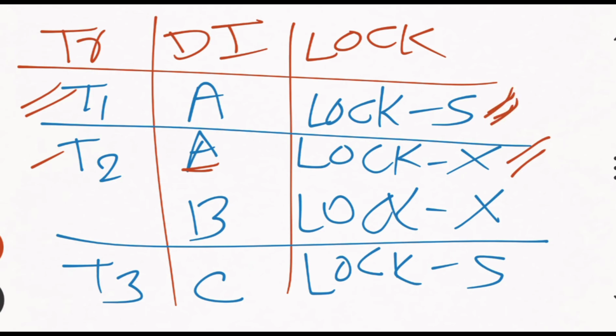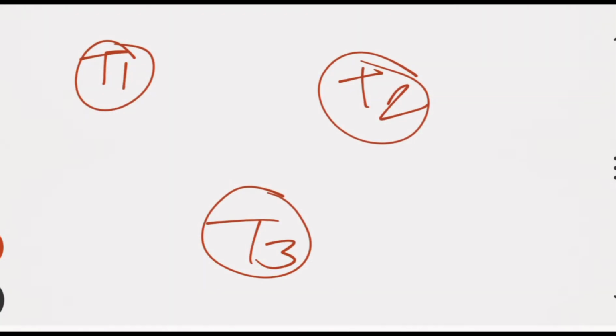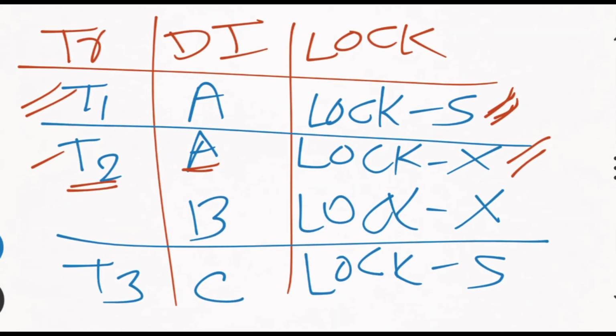Unless and until transaction T1 releases that lock, transaction T2 will not get that data item, right? It means this transaction T2 is asking for the data item A, which is currently held by transaction T1. So there will be an edge. Which data item am I talking about? The data item A.